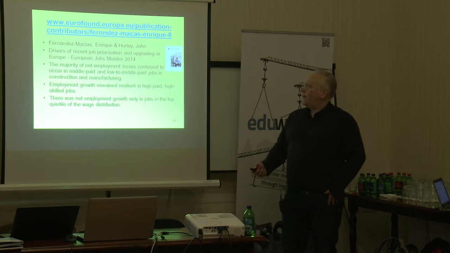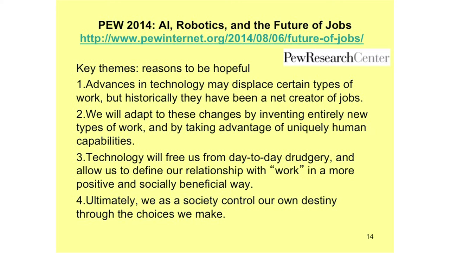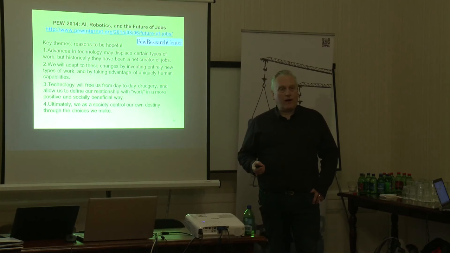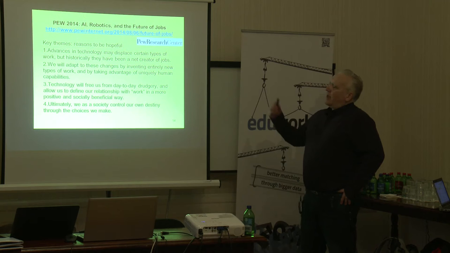If you're interested, this is where I got the title from, the Pew Research Foundation. It's an independent charitable trust in the US, and it usually comes up with pretty good, well-informed articles. They're looking at AI and robotics in the future. They did a survey of over 1,000 experts, so look at the methodology if you're interested. But they're saying there's an upside and a downside, and you can read what the upside is.